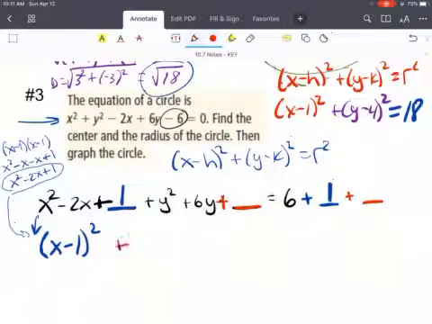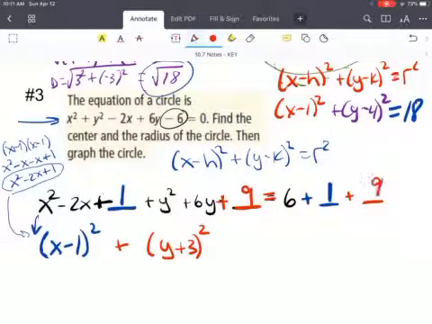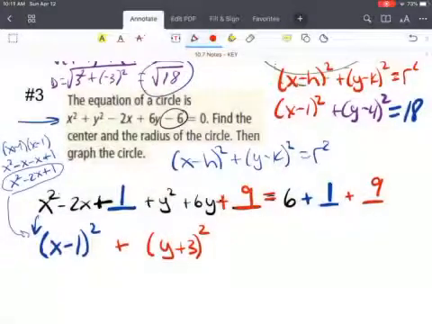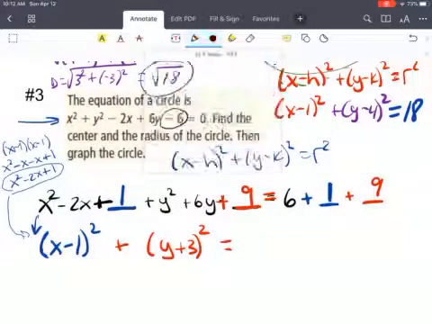For the second one, I'm going to take half of 6, which is 3. When I square 3, I would need a 9 over there in order to complete the square. But remember, if I add a 9 on the left side of the equal sign, then I need to add a 9 to the right. So now, on my right side, I have a total of 16.